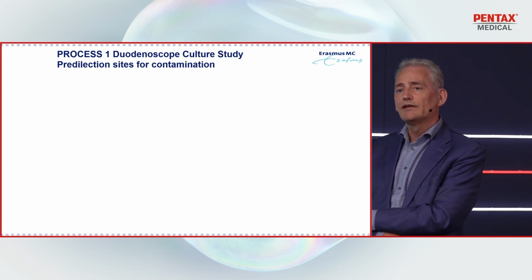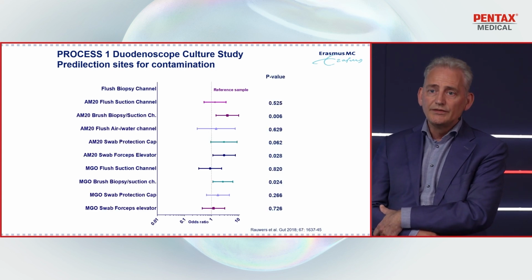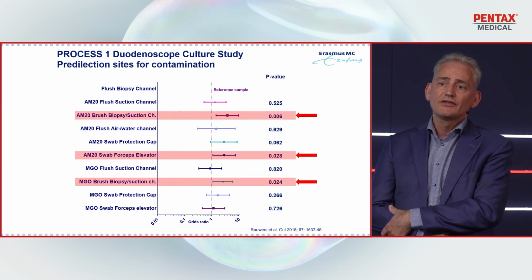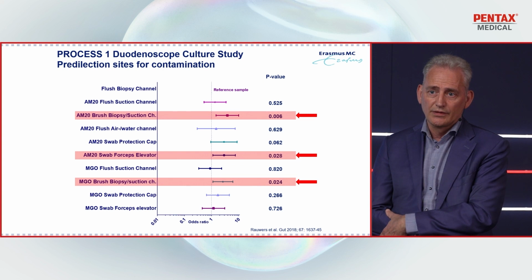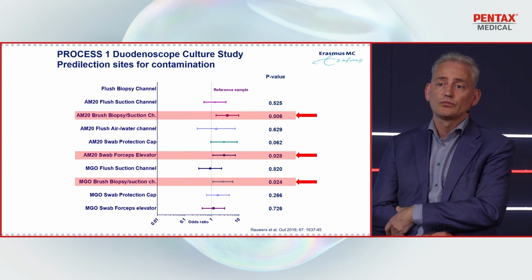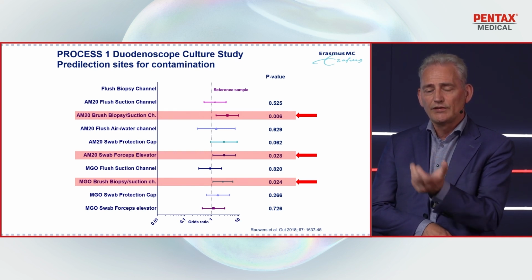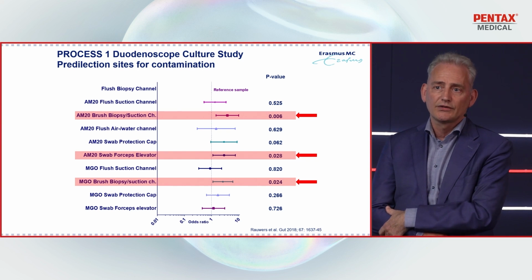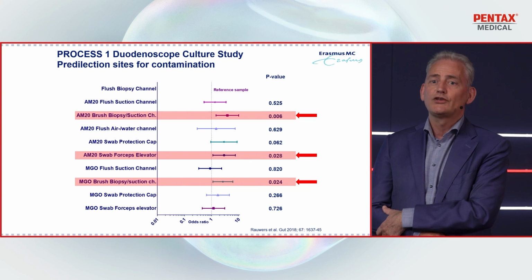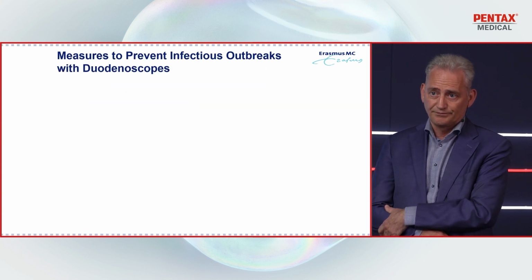Now, another study that we did in the Netherlands some time ago was to look at the predilection sites of contamination with potential for infection. And that turned out to be, in particular, two sites. The forceps elevator, which already has been alluded to in previous talks, which has been addressed by the industry to make us disposable tips of the endoscope together with disposable elevators, but in particular also the suction channel and the biopsy channels are a source for contamination and in all probability biofilm formation.